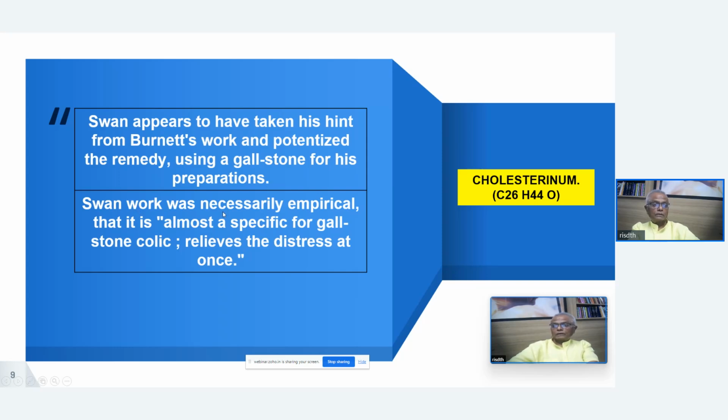Then Swan's work was necessarily empirical: almost specific for gallstone colic, it relieves the distress at once. Now, this is the finding that it can remove the stone in your gallbladder, and he says that it is almost specific. Do not go by this line, because this line is the homeopathic understanding. There is no medication that can be taken as a specific medicine unless other things also correspond with this.